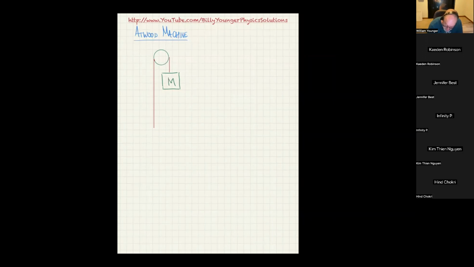I'm going to draw a much smaller box on this side and say its mass is little m. The implication being that clearly the big M evidently weighs a lot more than the little m, and therefore we expect the big M is going to go down while the little m goes up. Does that make sense to everyone? I'm going to say that the pulley is massless and frictionless.